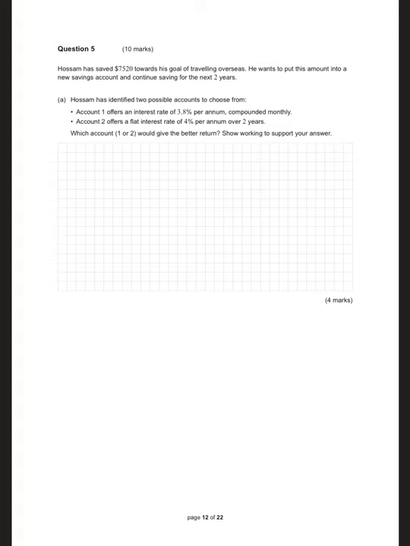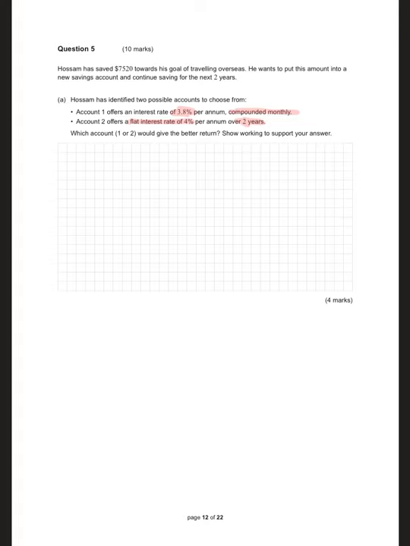Hossam. Hossam has saved $75.20 towards his goal of traveling. He wants to put this amount into a new savings account and continue saving for the next 2 years. Identified 2 possible accounts. Rate of 3.8%, compounding monthly. Flat rate of 4%, so simple interest over 2 years. Which account gives the better return?